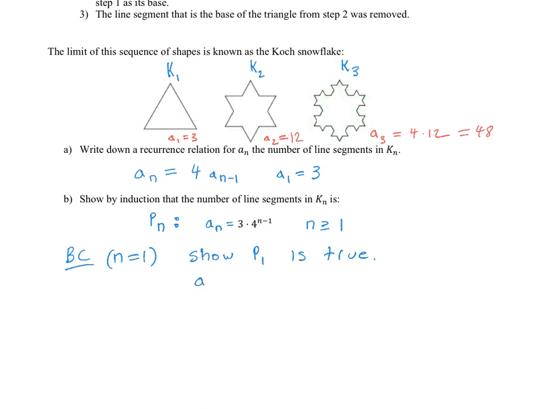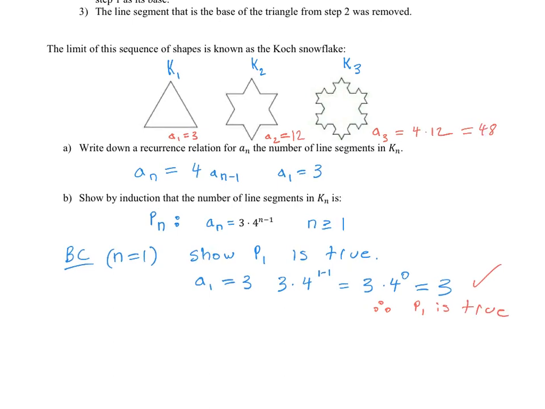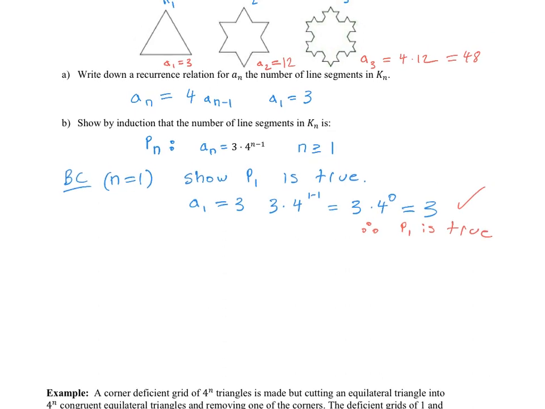So a sub 1 equals 3 from above. There were 3 line segments in the triangle. And we want to verify that that equals 3 times 4 to the power of 1 minus 1. That would be 3 times 4 to the power of 0. And indeed, we get 3 out of the deal. So the base case checks out, and we can say, therefore, p sub 1 is true. So now we are ready to move along to our inductive step.